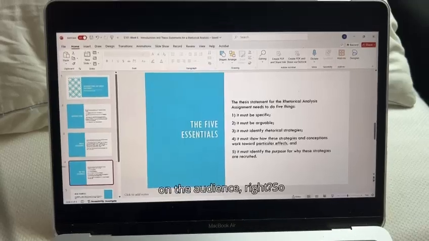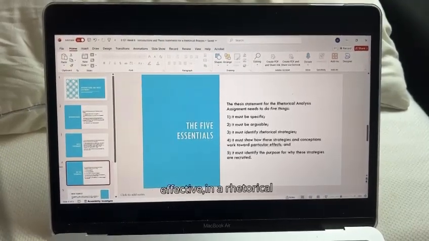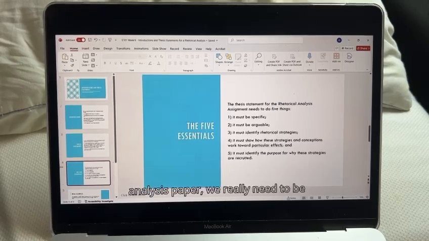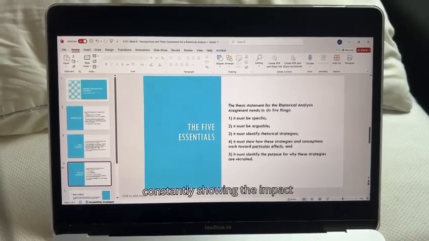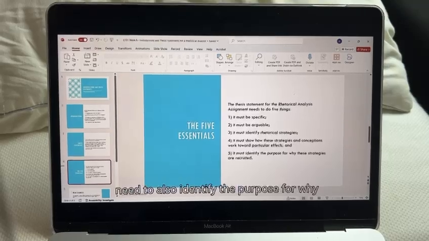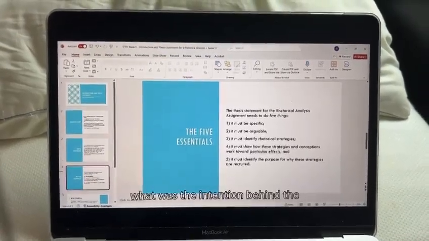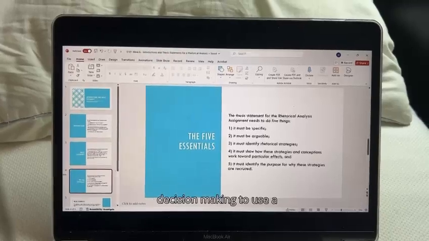Talk about, try to connect that to the effect it has on the audience, right? So in evaluating whether or not something is effective in a rhetorical analysis paper, we really need to be constantly showing the impact certain strategies have on the audience and why they're effective. And you need to also identify the purpose for why these strategies are recruited. So what was the intention behind the decision-making to use a particular strategy?